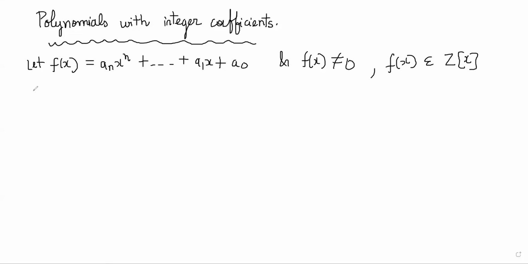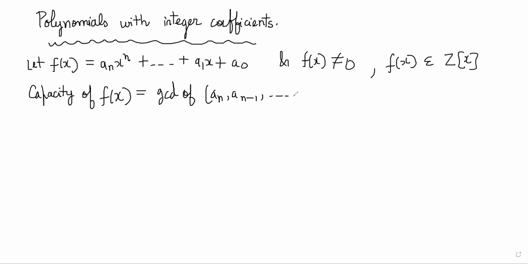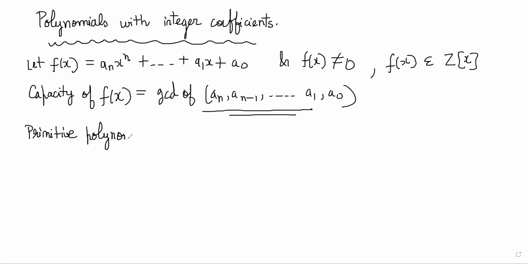In that case, we'll define something called the capacity of f of x. Capacity of f of x is basically the GCD of all its coefficients, a n minus 1 till a1, a0. The GCD of the coefficients of this integer polynomial is referred to as the capacity of this polynomial. And now we can define something called the primitive polynomial. A primitive polynomial is a polynomial of capacity 1.